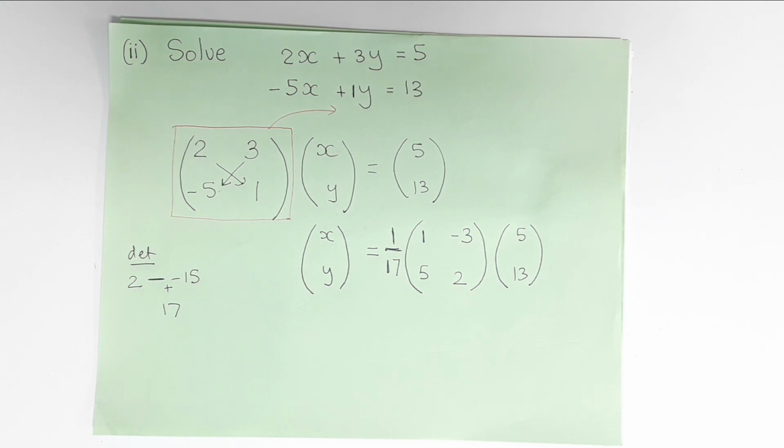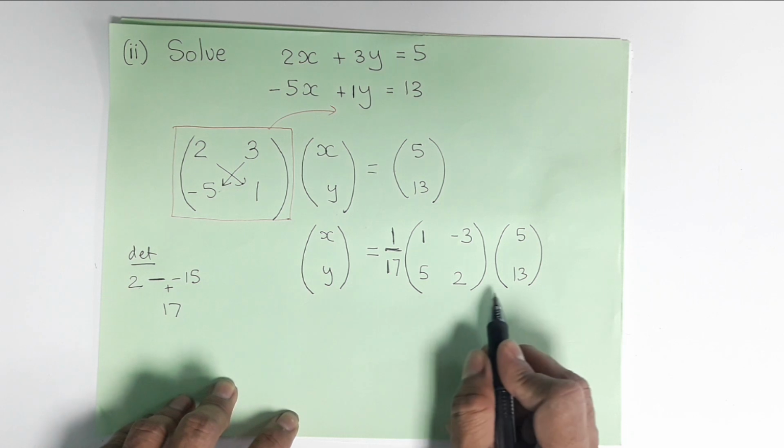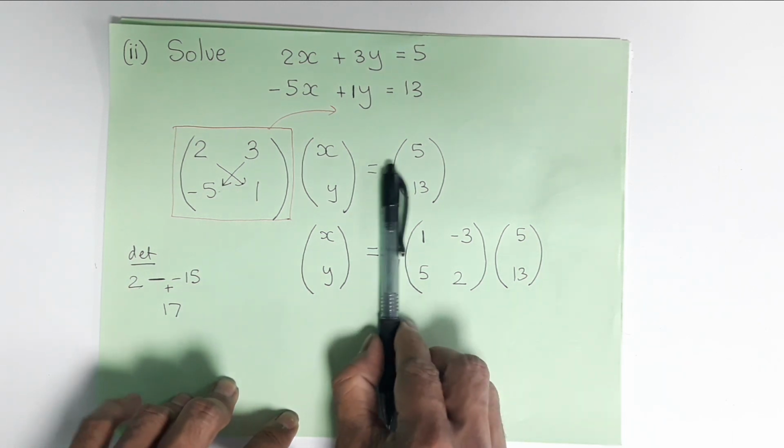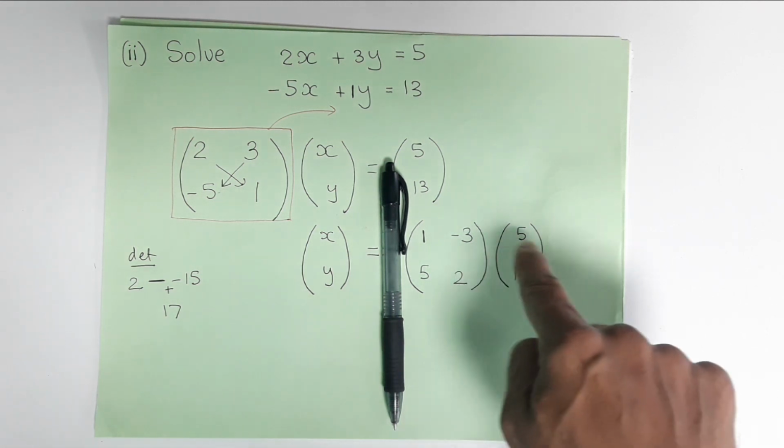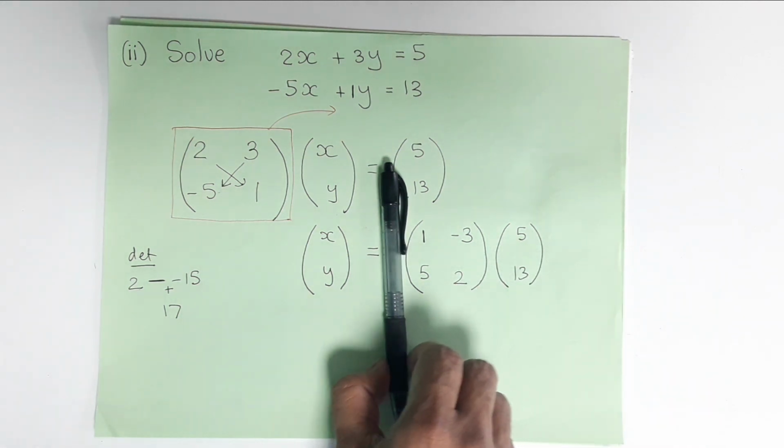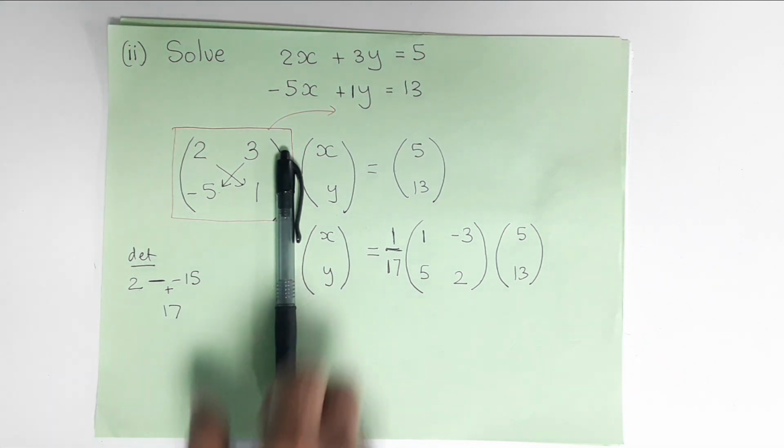So let me just get my calculator. I just showed you how to multiply a 2 by 2 matrix by a 2 by 1. Don't let this 1 on 17 get to you. Let's block him out. Let's multiply this by this. And the 1 on 17, we'll see about him last.